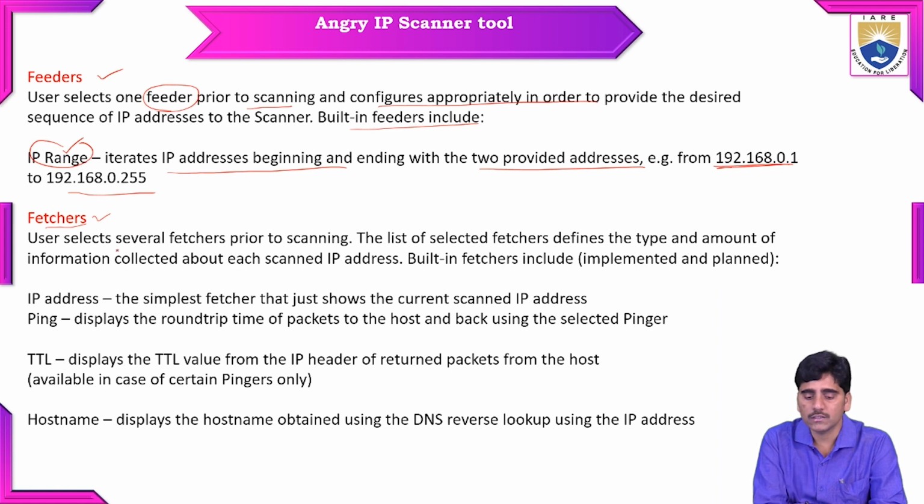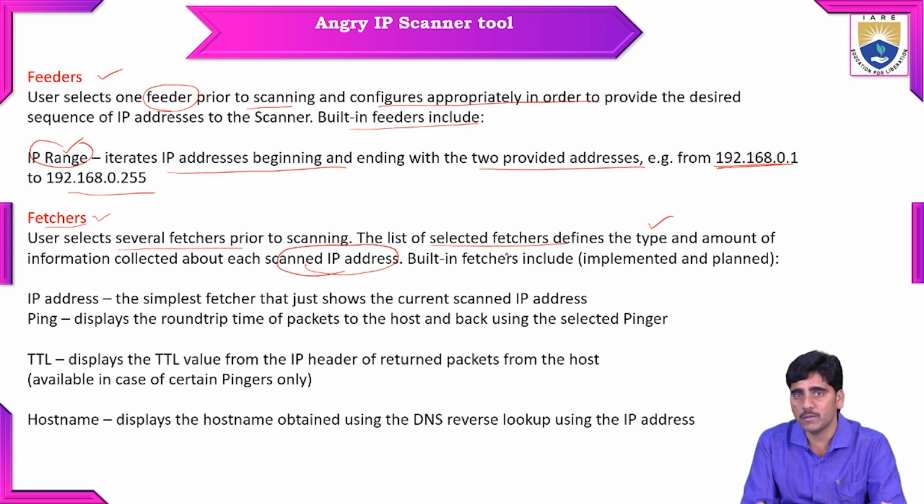The user selects several fetchers prior to scanning. Before doing scanning, the user has to select one or several fetchers. The list of selected fetchers defines the type and amount of information collected about each scanned IP address. So how much information you collect is what you need to select as a feature. Built-in features include those that are implemented and planned.